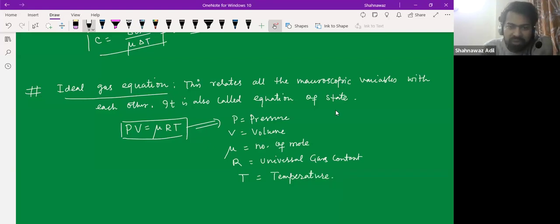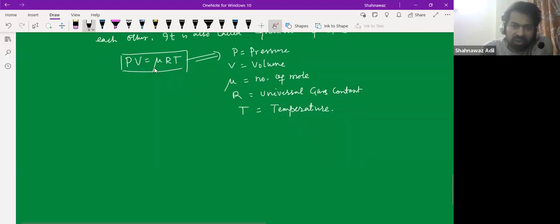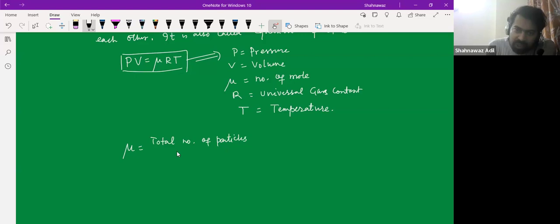Right. But we can also write this in terms of the Boltzmann constant as well, right? So how can we write this? We know the number of moles. What is the number of moles in terms of particles? Do you remember that? This is the total number of particles divided by what?